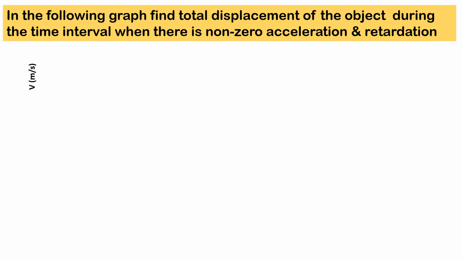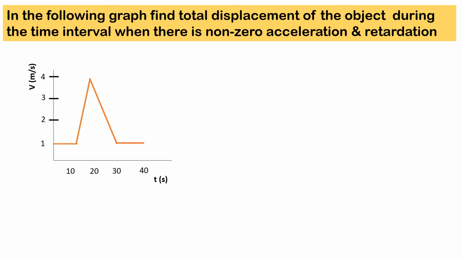So one more example we can have. In the following graph, find the total displacement of the object during the time interval when there is non-zero acceleration and retardation. So now non-zero acceleration means in this region they want you to find the displacement. That means this and this region. So this whole region is a non-zero acceleration and retardation.